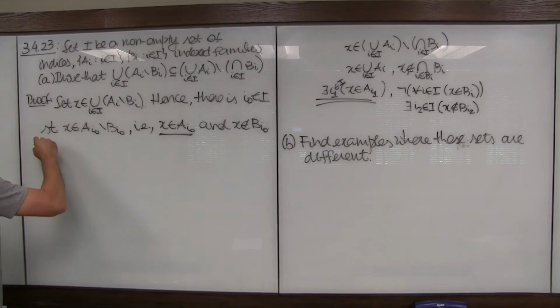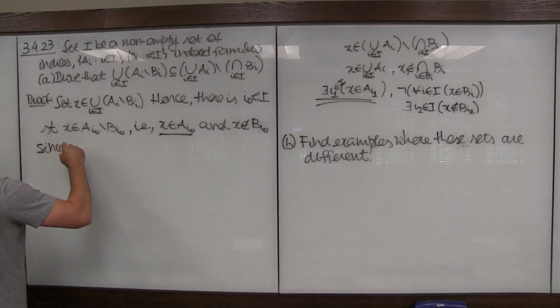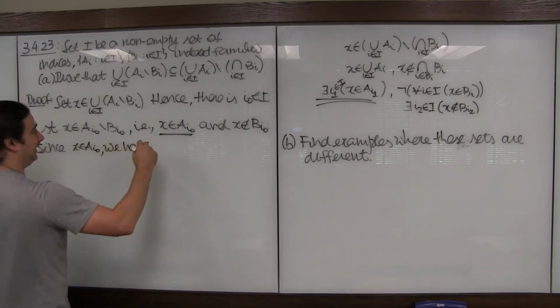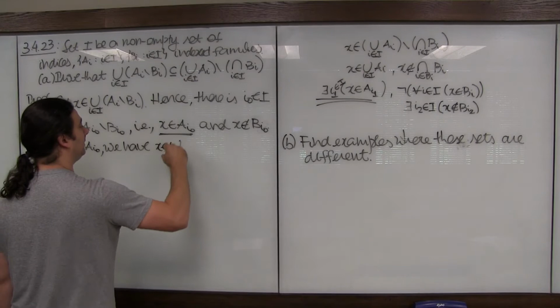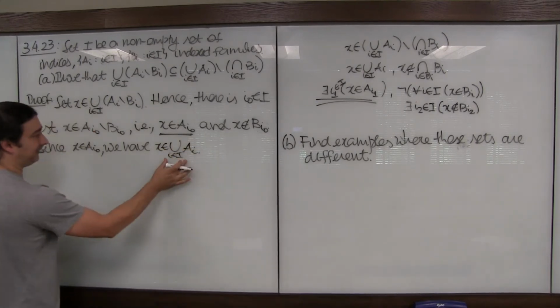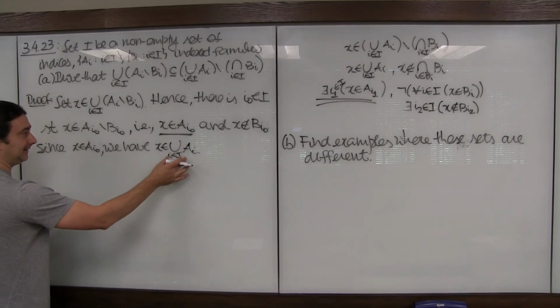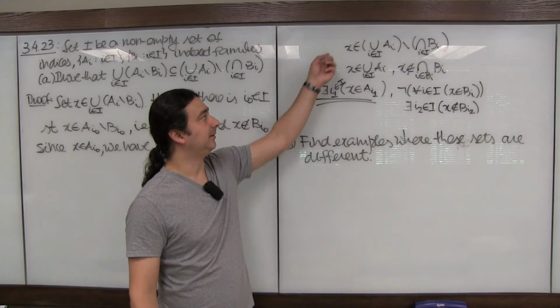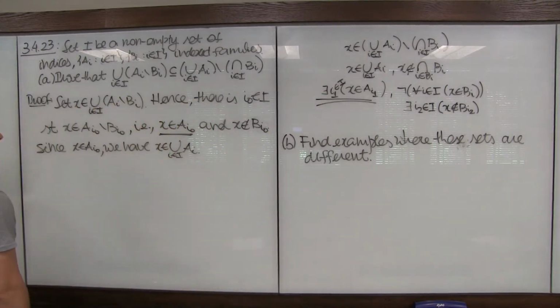So let's say like this. Since x belongs to A sub i0, we have that x belongs to the union over little i in I of the A sub i's. This is by definition of the union. It's exactly the definition, as you can see, that we interpreted here.